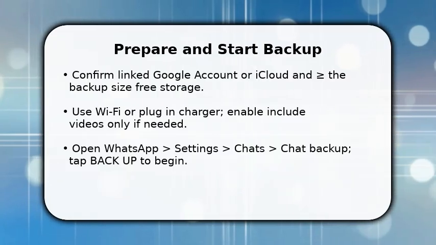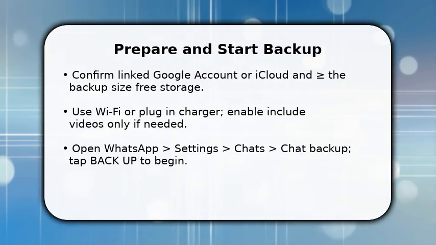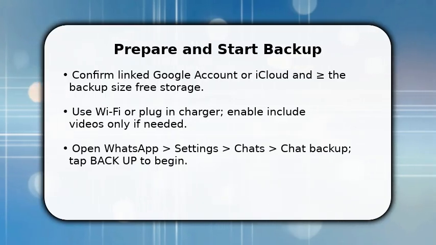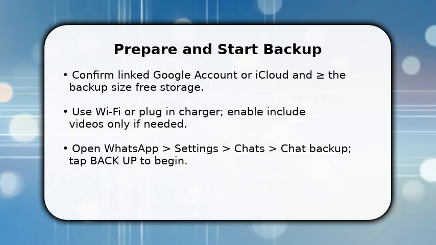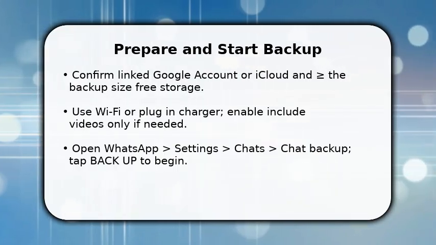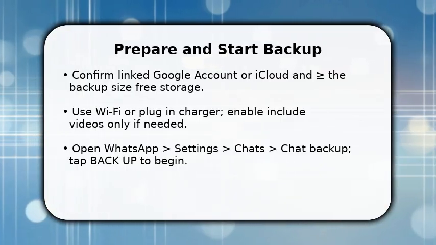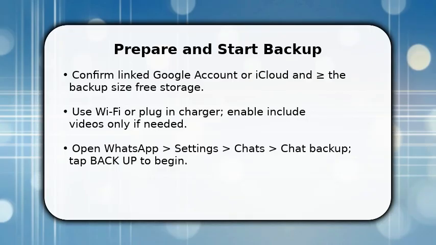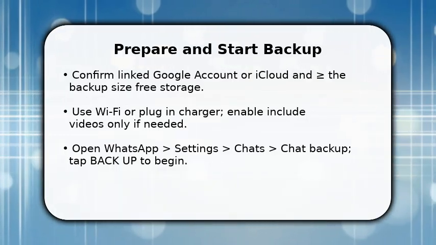You're starting the official WhatsApp backup now. First, make sure you're signed into the correct Google account or Apple ID and have enough free cloud space. This avoids failed uploads. Once done, connect to stable Wi-Fi and plug into power to prevent interruptions. Then open WhatsApp, go to Settings, Chats, Chat Backup, choose Include Videos if you want larger size, and press Backup. This immediately creates the cloud copy that you'll later restore from.